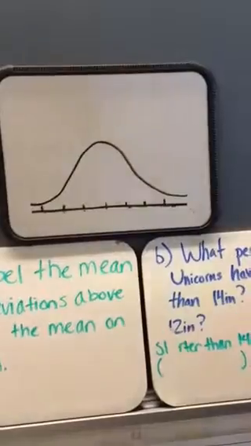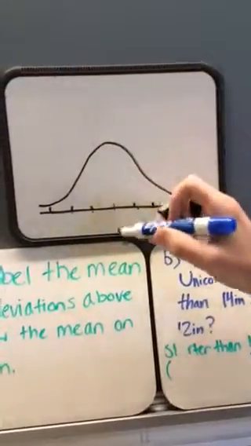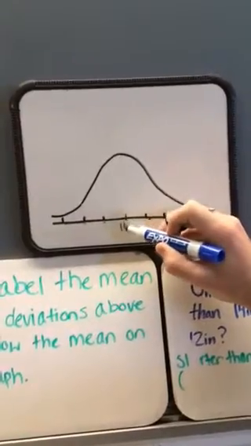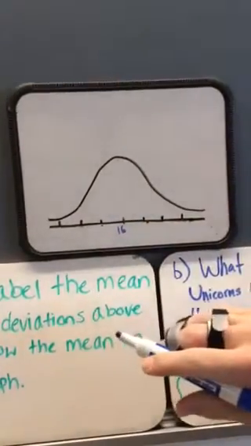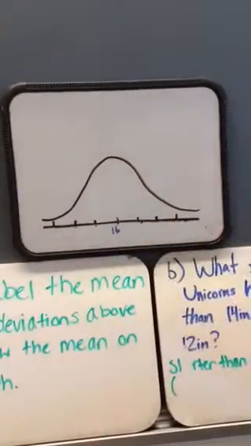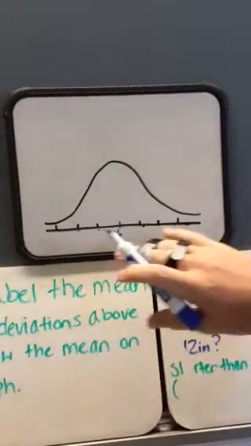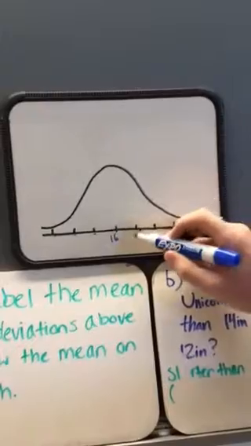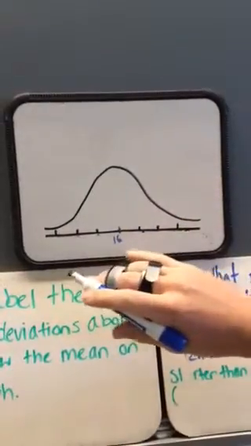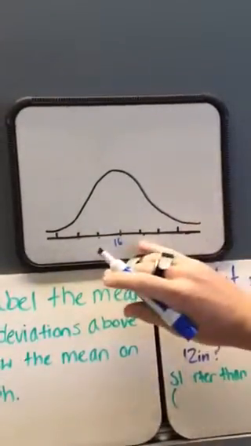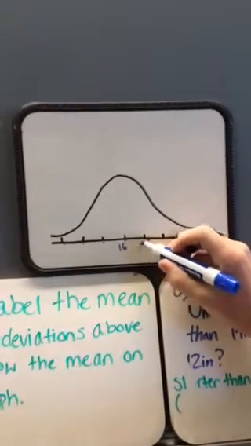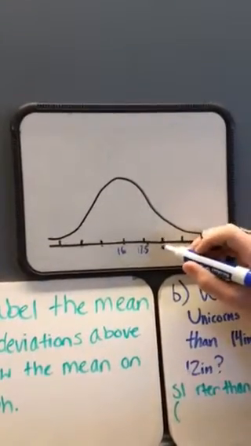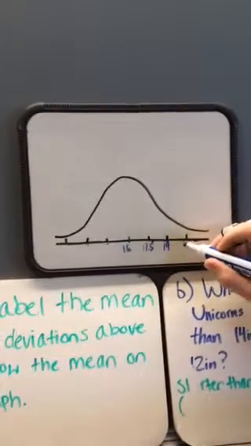Alright, so on the graph, the middle is going to be the mean, which is 16 inches. And we're going to go 3 deviations to the right and 3 deviations to the left, which are these points on the graph. So to the right, we're just going to add 1.5 because that's the deviation. So this point will be 17.5. The next point will be 19. And the last one will be 20.5.